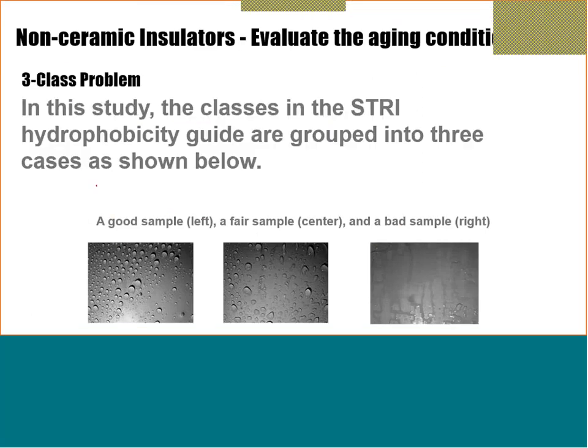And we started this using what we call a 3-class problem. Instead of 7 classes, we said, okay, we'll have good, which is class 1 or 2, medium, class 3 and 4, and bad, which is 5 and 6, maybe 7. Okay, so we have only 3 classes, and this was a project done by an undergrad capstone project.